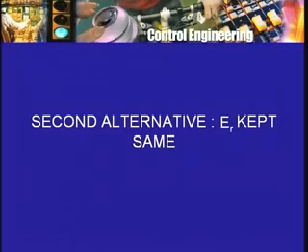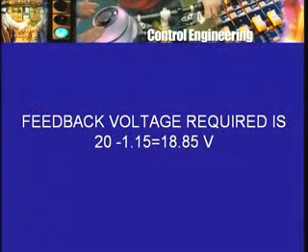What is the second alternative? Suppose I want to keep the reference voltage the same, 20 volts. Say I have bought my 20 volts supply or whatever it is. Now, and I don't want to touch the amplifier, gain will be still 200. Then what has to change now? 20 reference voltage unchanged, the output required is 1.15 volts, that's unchanged. So what do I require now? I require a tacho generator voltage which is no longer 20 volts but 18.85 volts.